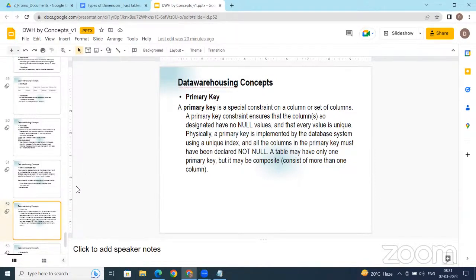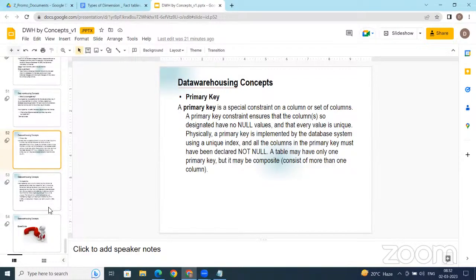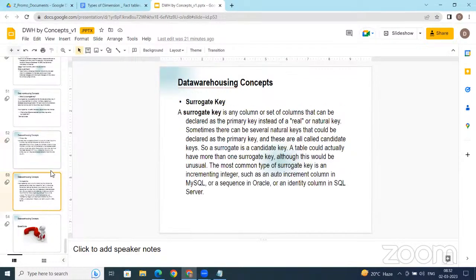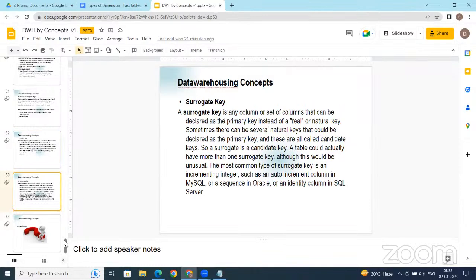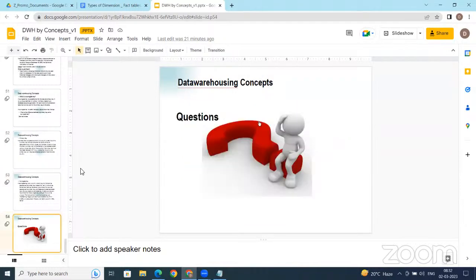Primary key. A primary key is unique and not null. Primary keys are created on a table, which is unique and not null. And a unique key is nothing but unique data, but nulls are allowed in a unique key. So that's it, guys. I have covered data warehousing concepts.